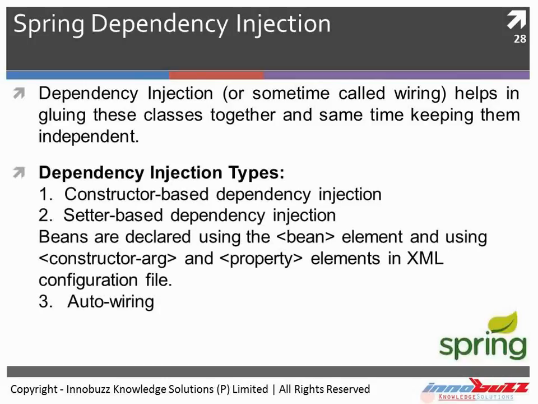This is the most important feature used by Spring and accessed by many other frameworks. There are basically three types of dependency injection: constructor based dependency injection and setter based dependency injection, where the beans are declared using the bean element and using the constructor-arg or property elements within the XML configuration files. It can also be done through annotations, and finally autowiring. So these are the different types of dependency injection.